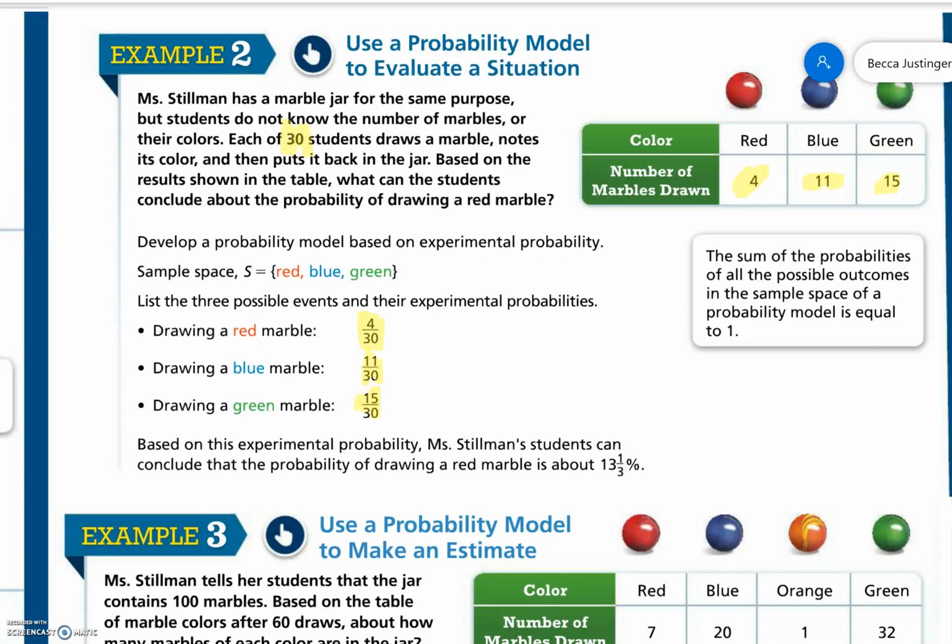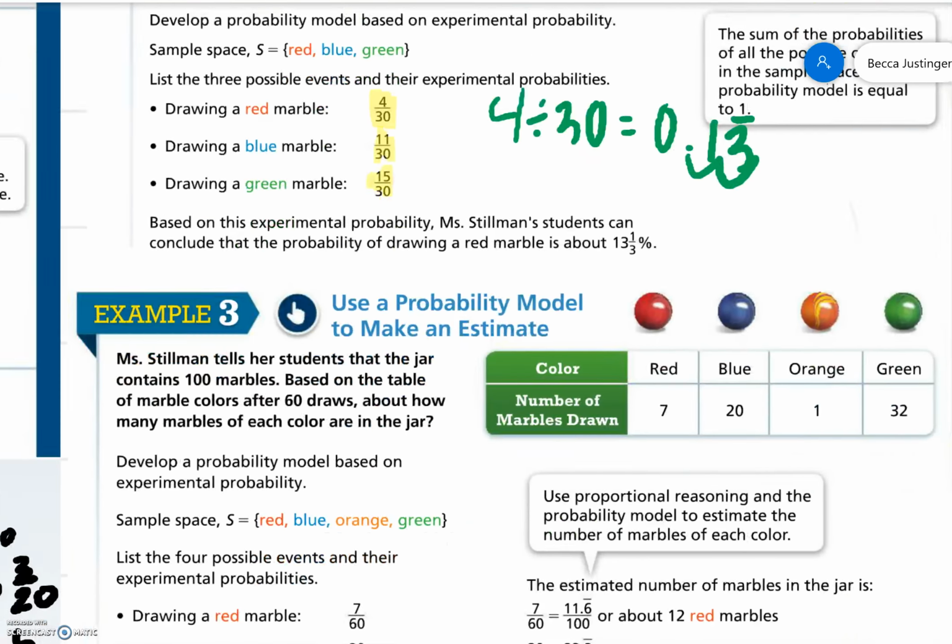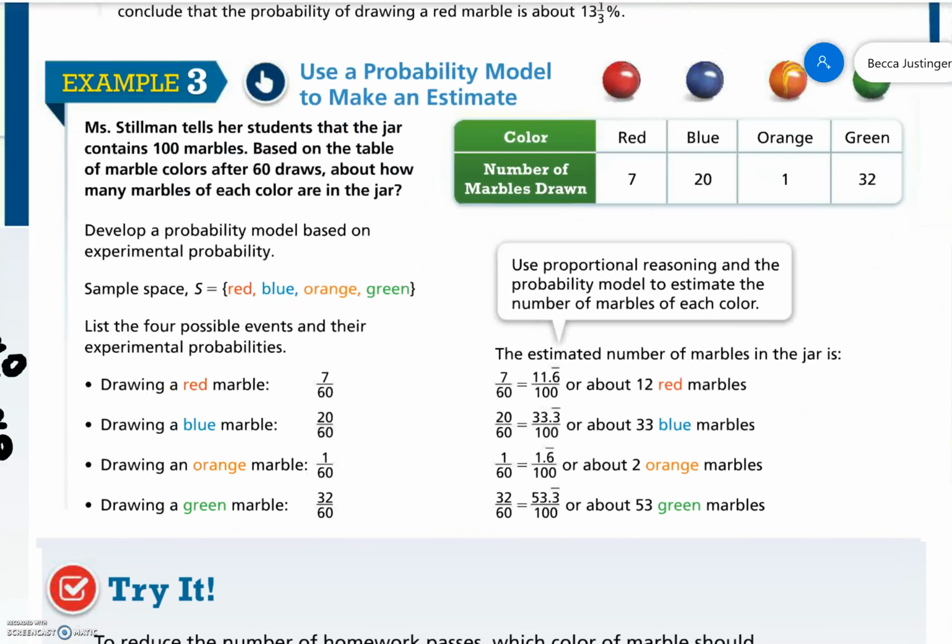Based on this experimental probability, Ms. Stillman's students can conclude that the probability of drawing a red marble is about 13 1/3%, because they can do 4 divided by 30, which is going to give us 0.13 repeating. Move that decimal twice, and you get 13.33333, which is the same thing as 13 1/3.